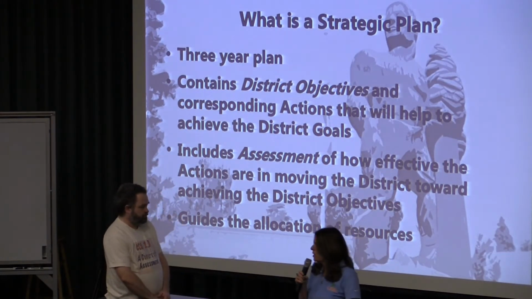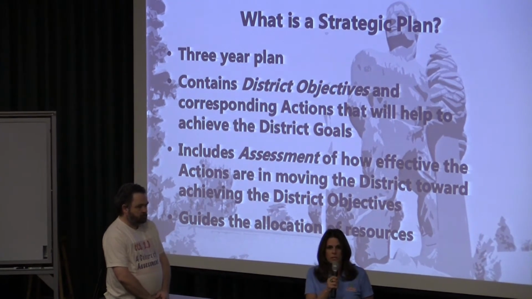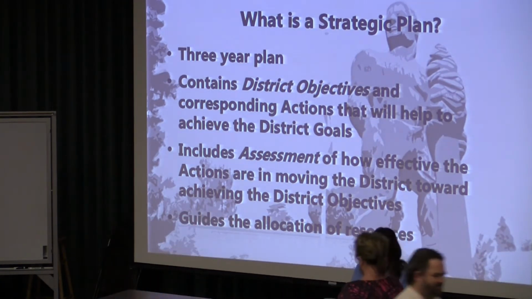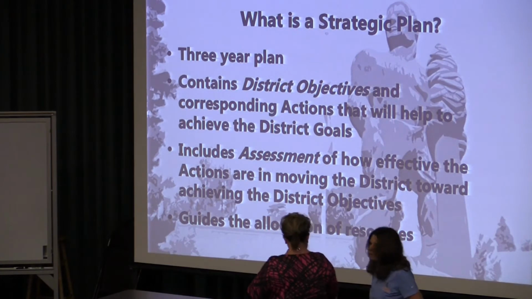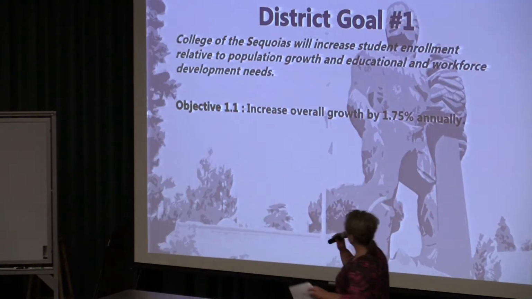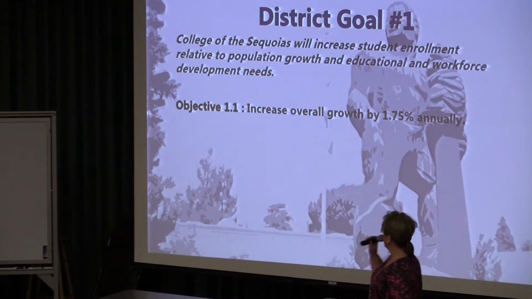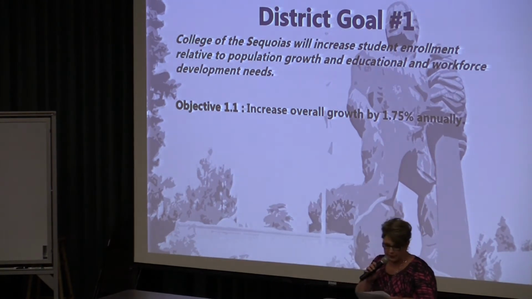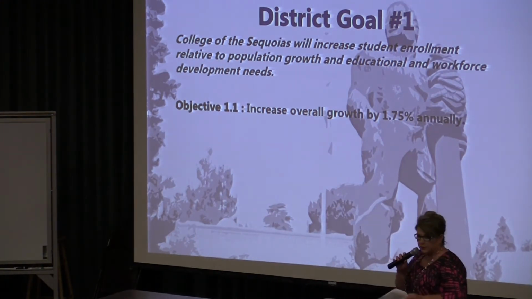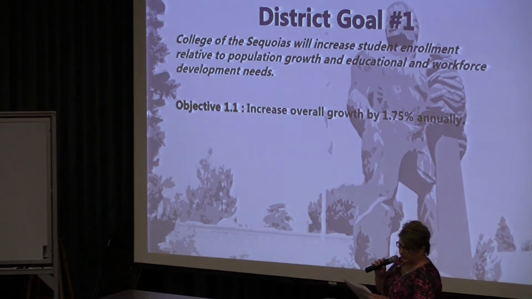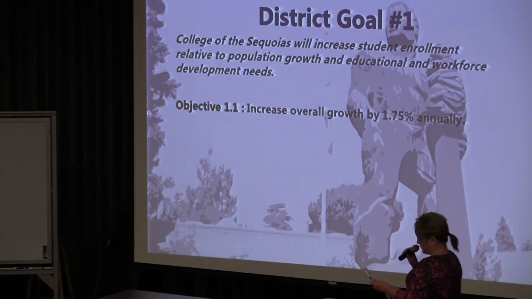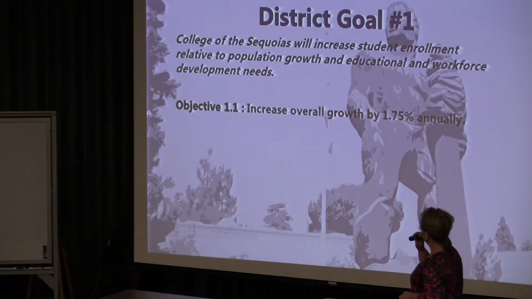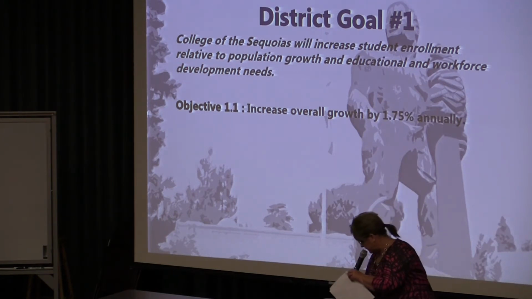To get us talking about the goals and objectives, I'm going to ask Dr. Robinson to come down. We know District Goal 1 we set for the master plan a couple of months ago, and from that we know our overall geographic area is increasing in growth. We know that Kings County is going to increase by 35% and Tulare County by 42% from now until 2030. So we have set the objective for the next 3 years of overall district growth of 1.75% annually.